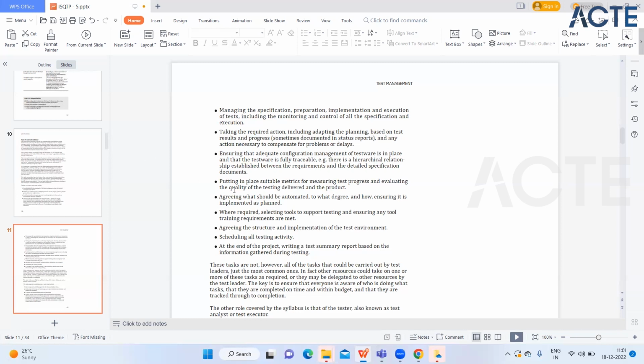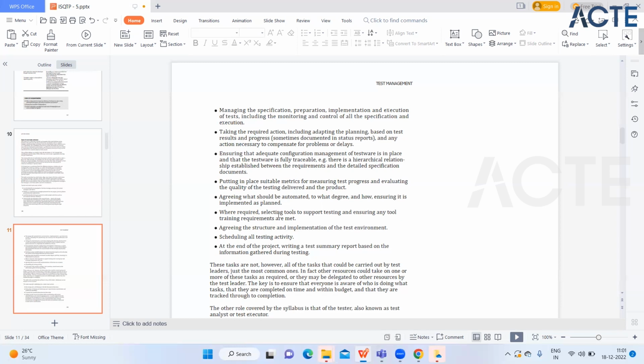Now, putting in place suitable metrics for measuring test progress and evaluating the quality of the testing delivered and the product. So they also have to provide suitable metrics or a kind of report on the progress of whatever the testing team is doing. Agreeing what should be automated, to what degree, and how, ensuring it is implemented as planned. As we have planned, according to that, whether we are automating the things properly or not, or maybe some scenarios we cannot automate, it's the responsibility of the test leader to check.